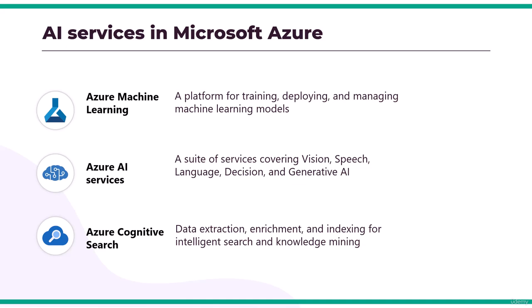And finally, we have the third one, which is Azure Cognitive Search, which helps you do data extraction, enrichment, and indexing for your intelligent search and knowledge mining, so that when you have a huge amount of data, you can get the exact useful data from that by searching and configuring indexing for that.